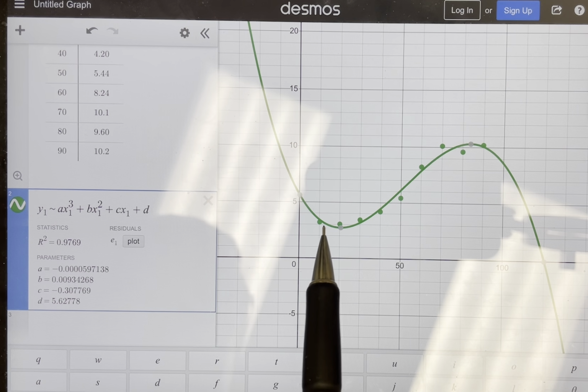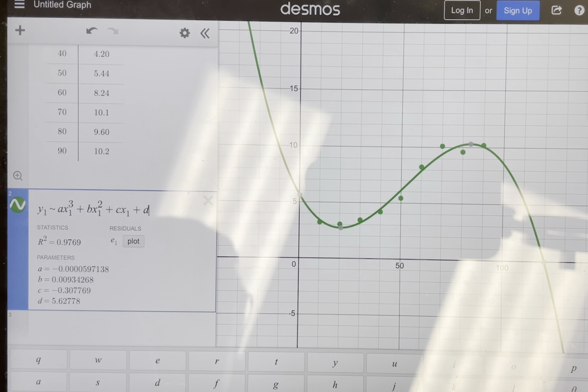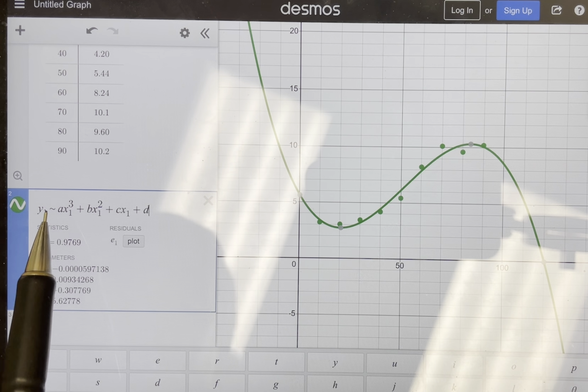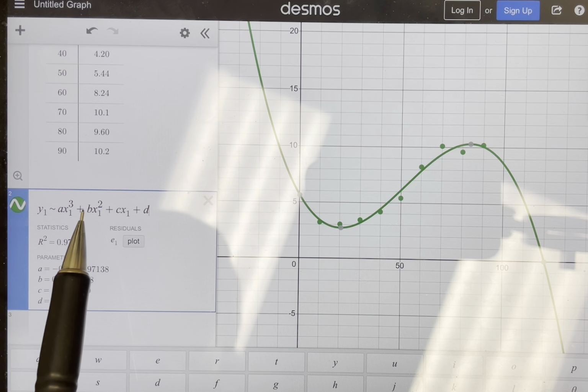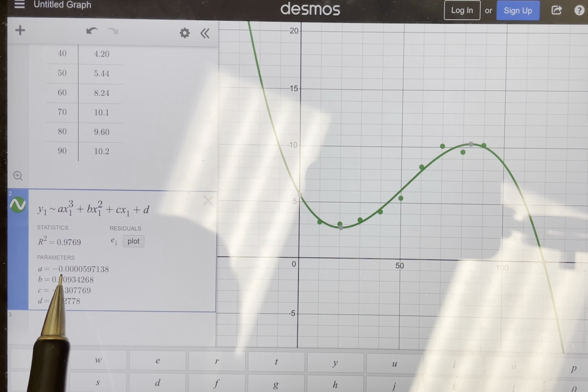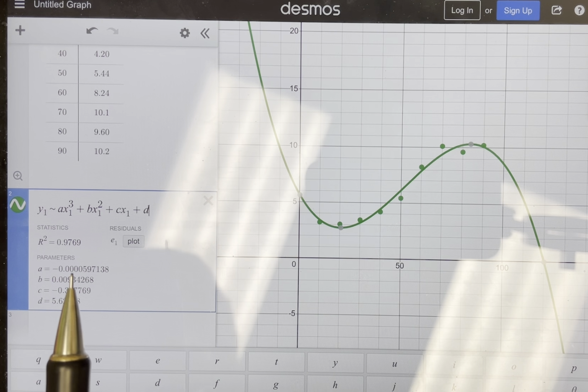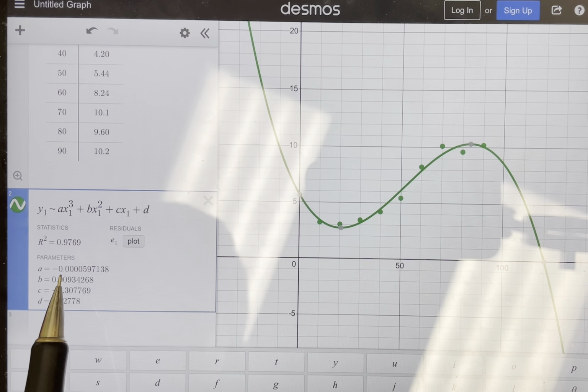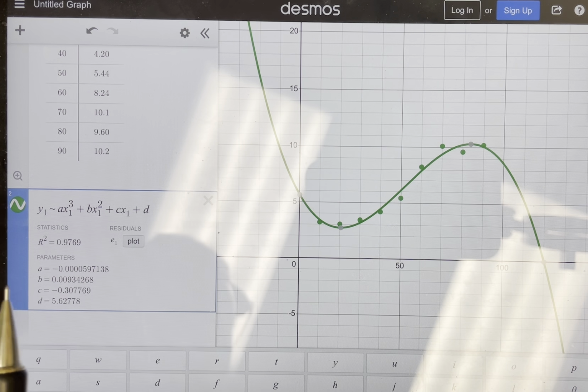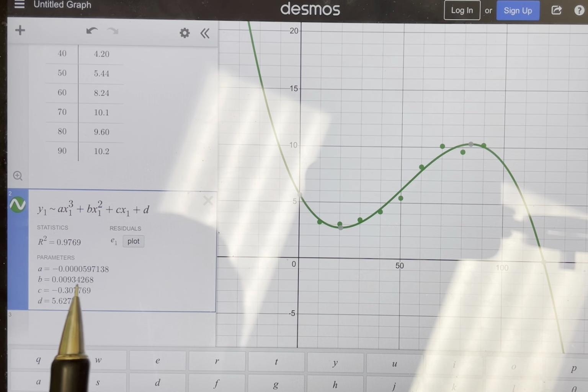Not bad. Some points are below, a couple points are above, but that's not a bad fit. What I want you to notice here is your A's and your B's, your x cubed coefficient and your x squared coefficient. They have a lot of leading zeros, and in significant digits, these digits here are not significant. So these 4 zeros are not considered to be significant, and these 2 zeros are not considered to be significant.